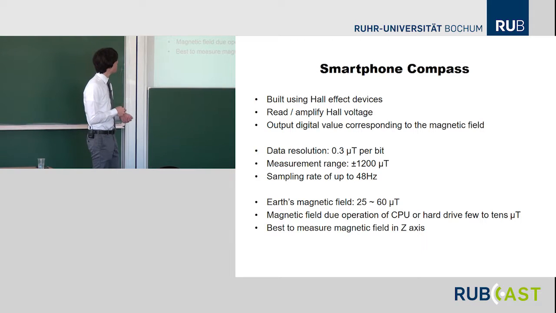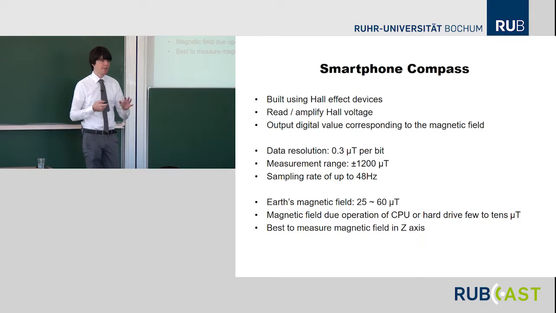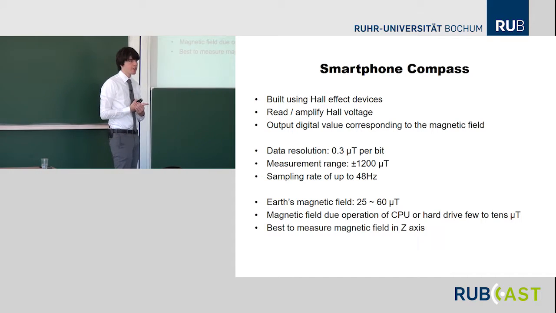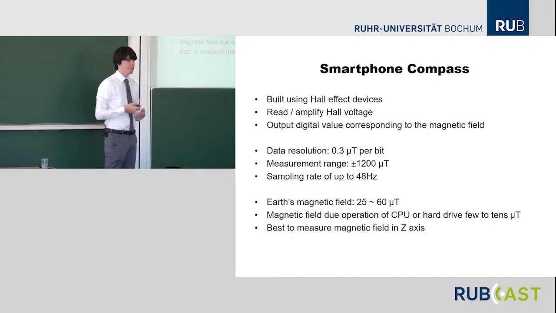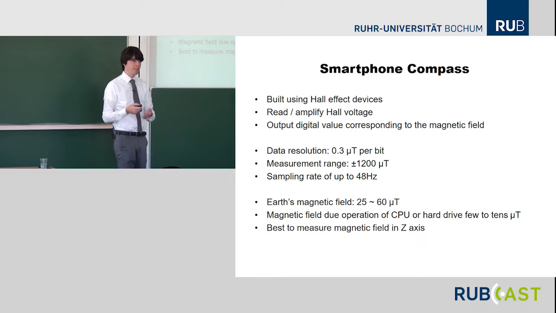And for some reference, the magnetic field near the Earth's surface is around 25 to 60 microtesla, whereas if you measure the magnetic field near the CPU or the hard drive of your computer, it's going to be a few to tens, to maybe at most 100 microtesla. So the Earth's magnetic field can actually influence your measurements quite a lot.